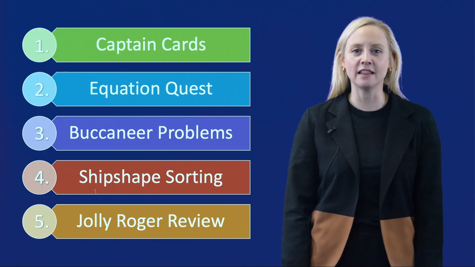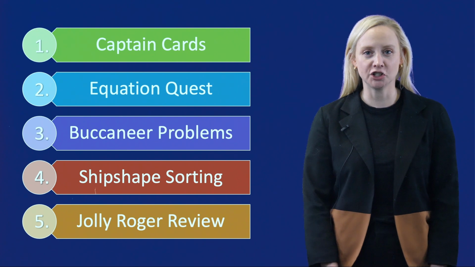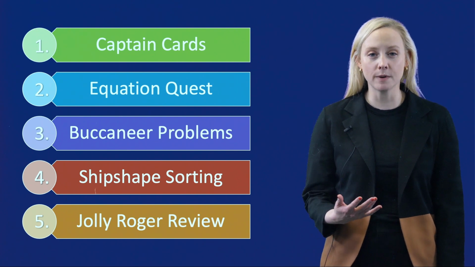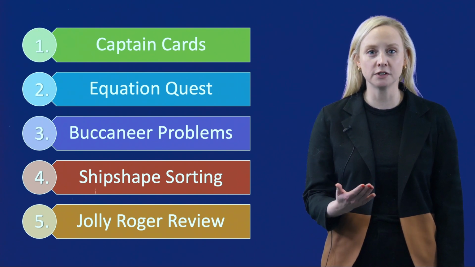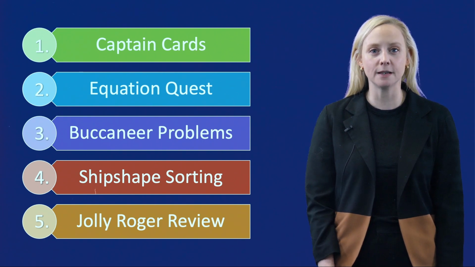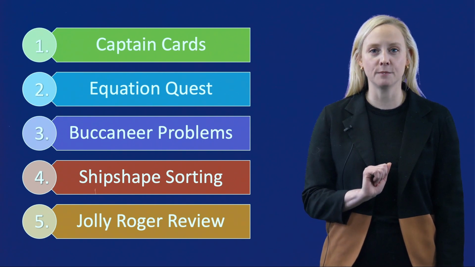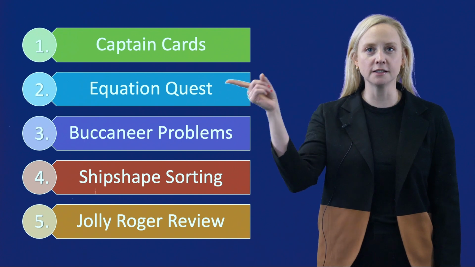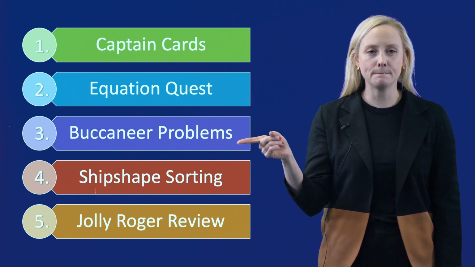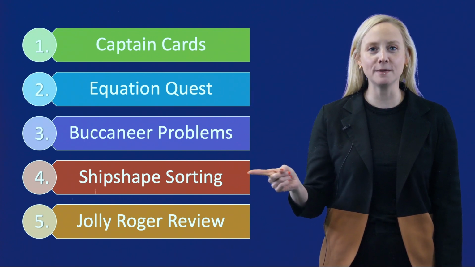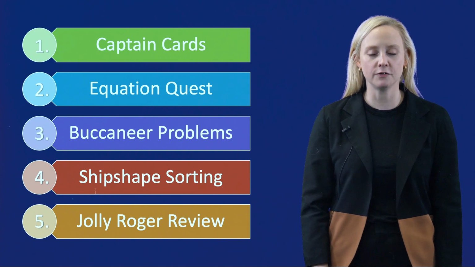Let's first take a look at the 5 components of our intervention. In our multi-step word problem intervention with total, difference, change, and equal group schemas, we have 5 lesson components: captain cards, equation quest, Buccaneer problems, ship shape sorting, and our Jolly Roger review.